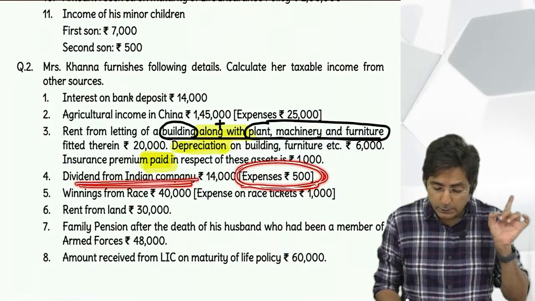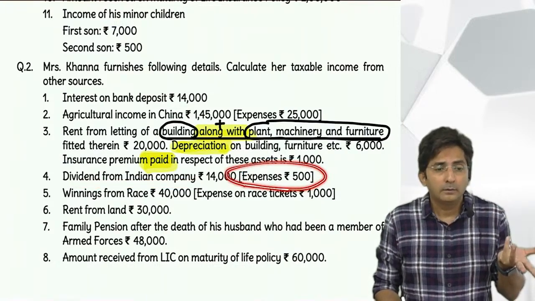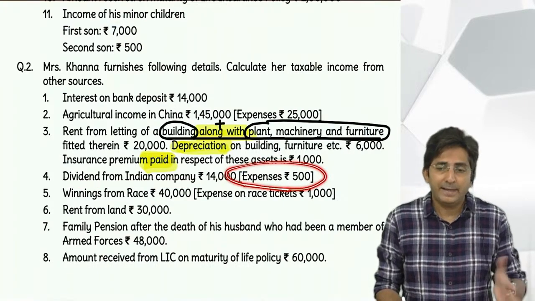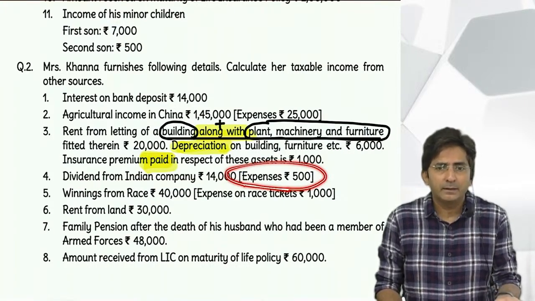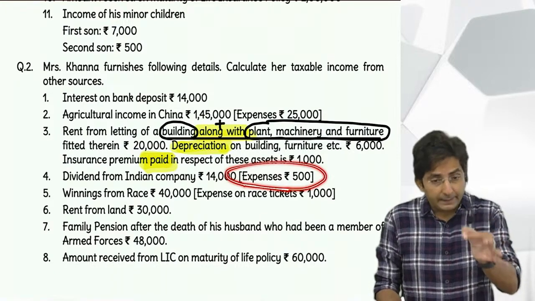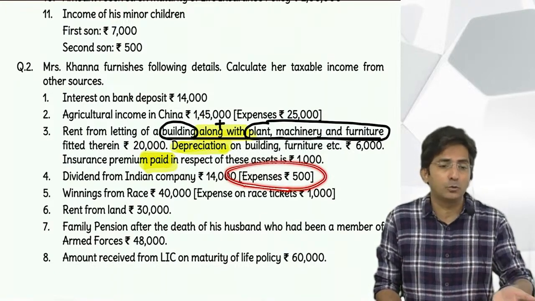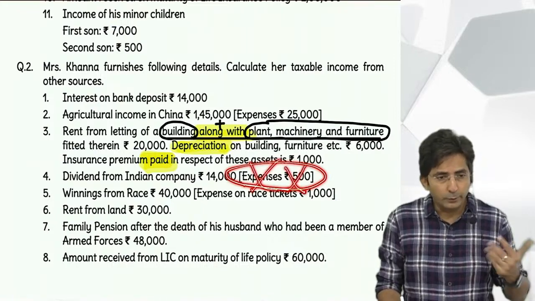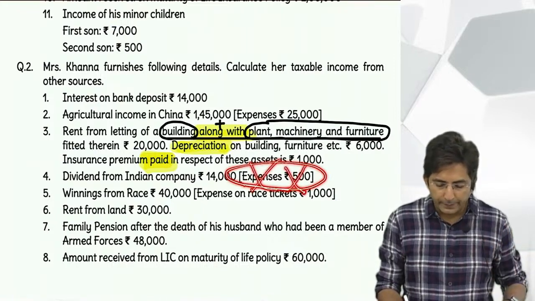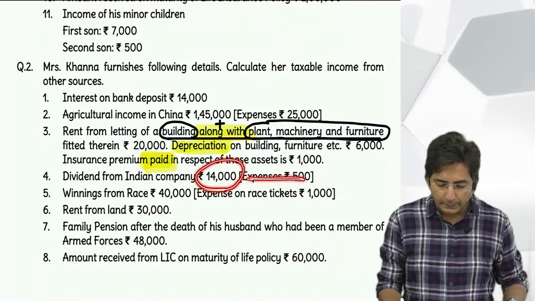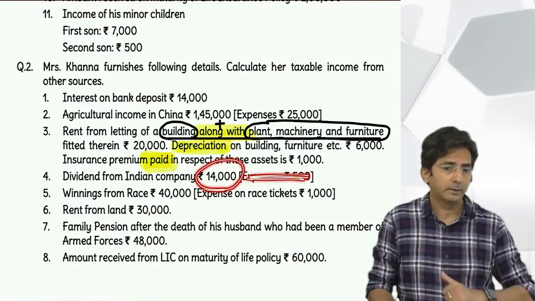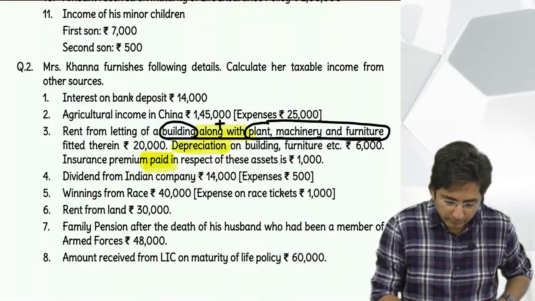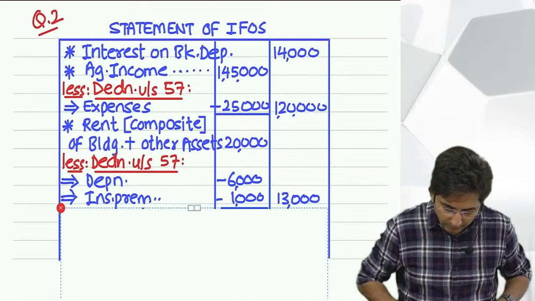Is this interest on loan? No. If someone says, sir, can't we assume? How can you assume? Expenses means it can be anything. Only if they write interest on loan, then it is interest on loan. But this is just an expense, so ignore it. You have to ignore the expense. So what to do with dividend? The full amount of 14,000 will go to outer column. Fully taxable, okay? See how I have done here.